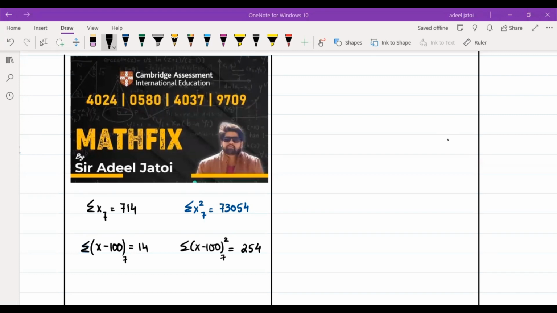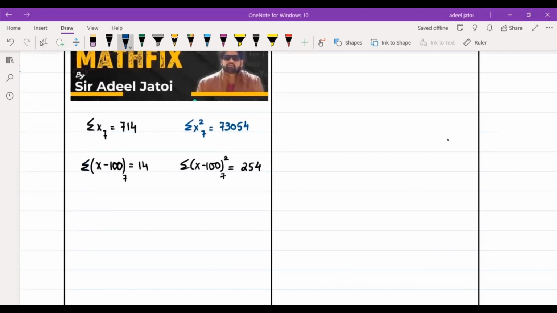Okay, now let's work upon these four data. The summation of the 7 x values is equal to 714. The normal data given is 714, whereas the sum of the squares of the same values is 73054. For the assumed data, the sum of the 7 values will be 14, and the sum of all the square values will be 254.